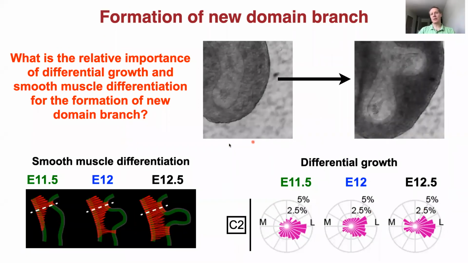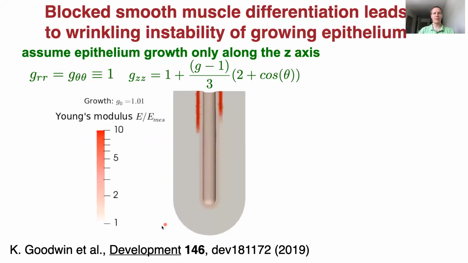So we wanted to explore in simulations the relative importance of the formation of smooth muscles versus this growth asymmetry, where this side grows more than the other, but there's no localized growth, so we have uniform growth along the whole region. So I'm going to show you some simulations. We start with this state, and in one case we just prescribe this non-uniform growth, and in the other case we also develop these new smooth muscles, right?